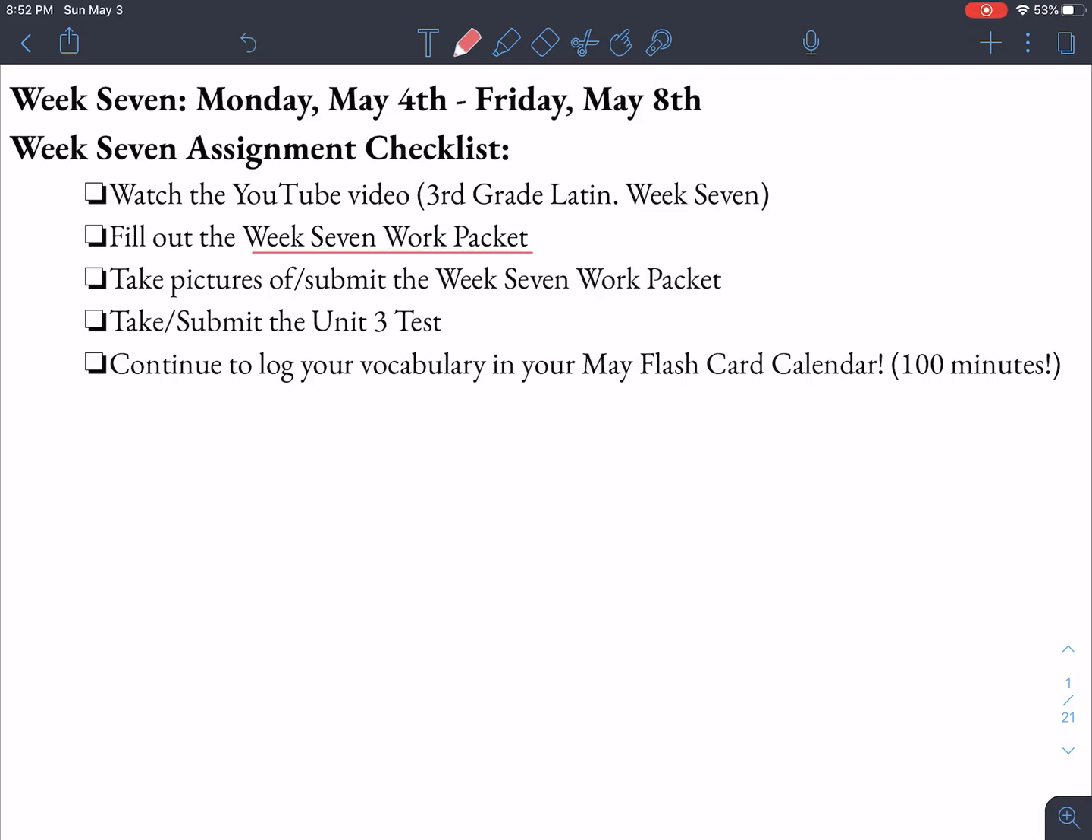Also just to make it easier, I've stopped using Roman numerals. I'm going to start typing out what week it is, so we'll use the English for that so we don't have any confusion on what we're doing.